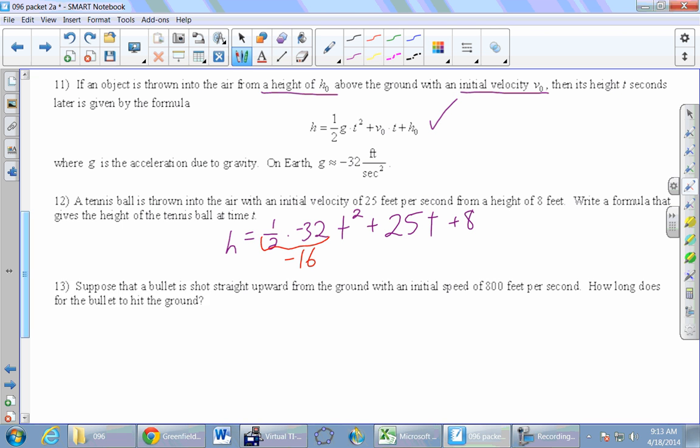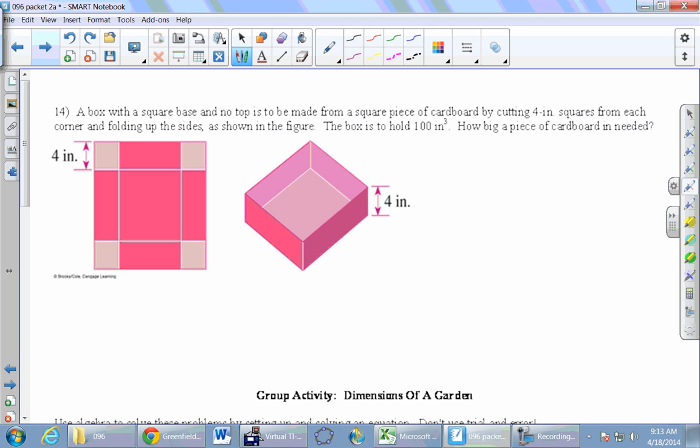All right, let's move on to the next page. We'll tackle 14 together. I'm going to go to Lauren.